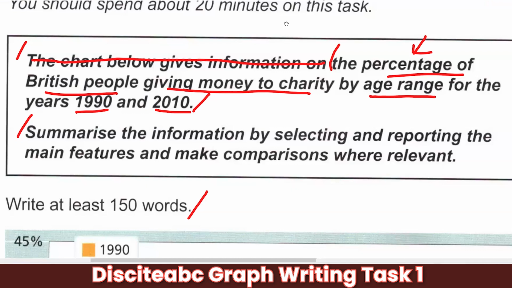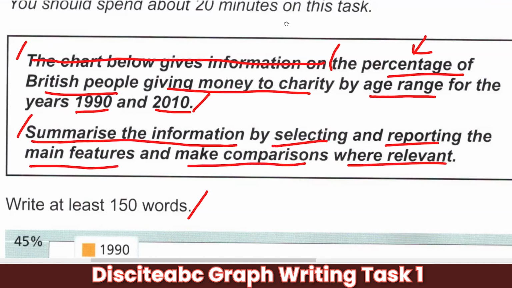Now, we will not look at the graph in a different way. We already know what the graph is actually representing. So what's the question? Summarize the information. That's the first thing. Summarize means you don't have to go into details. Write it as precisely as possible. How do we summarize that? By selecting and reporting the main features. So we don't have to give every feature. We have to provide the main features and make comparisons where relevant. So this 'where relevant' is for everything here.